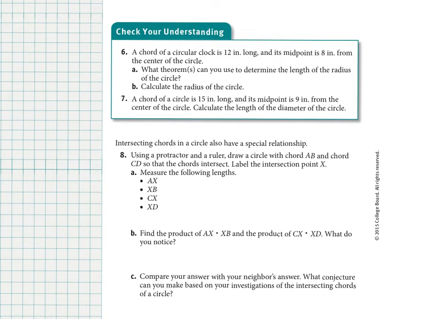So let's start looking at number 6. It says a chord of a circular clock is 12 inches long and its midpoint is 8 inches from the center of the circle. So we're going to go ahead and draw a picture to represent this. I have my circle drawn. I'm going to draw the center point as well. Now we're going to draw a chord on the circle so we can visualize this. I'm just going to draw it looking like this. Perfect. So that's my chord.